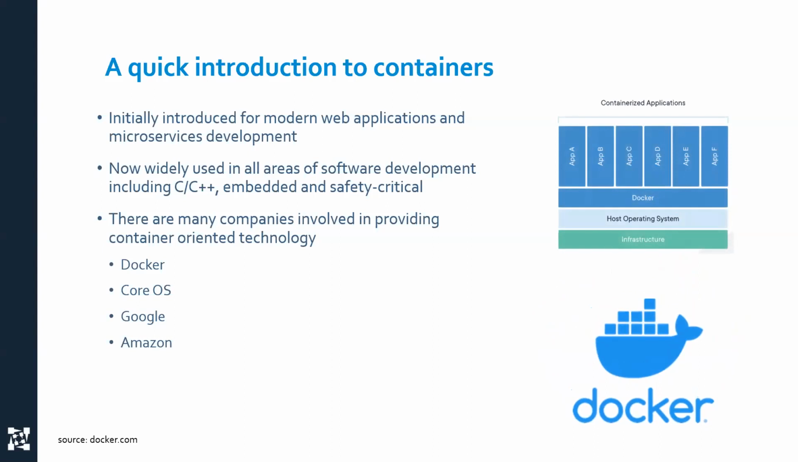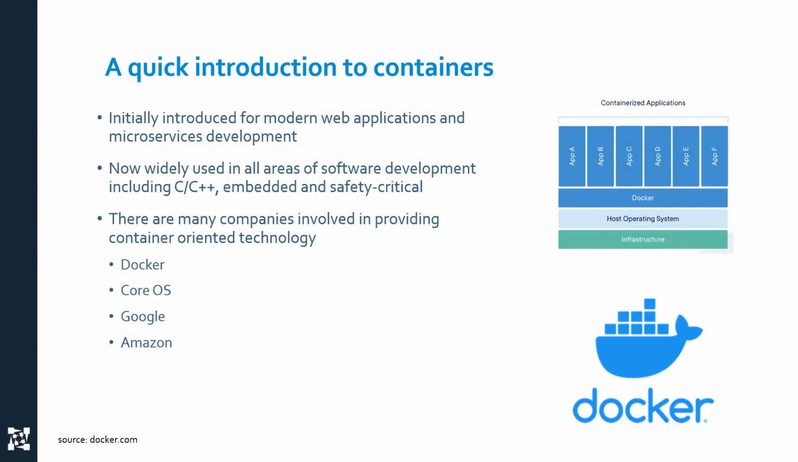And in the diagram on the right-hand side, you can see an example architecture of a Docker-based system. You can see containerized applications in the top layer. They are placed on the Docker container engine layer. And as the diagram shows, containers are isolated execution environments. They have their own processes, own network interfaces, and mounts. Just like virtual machines, except that they share the same OS kernel.